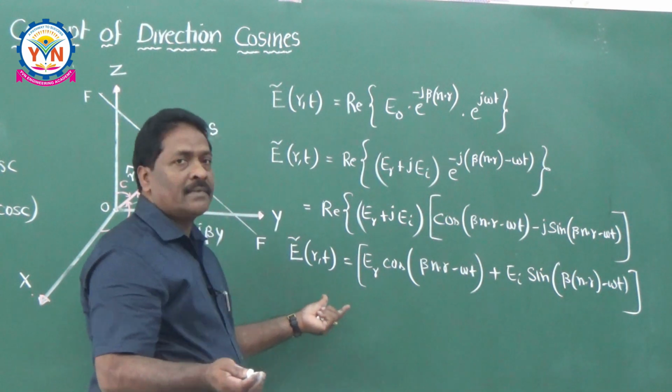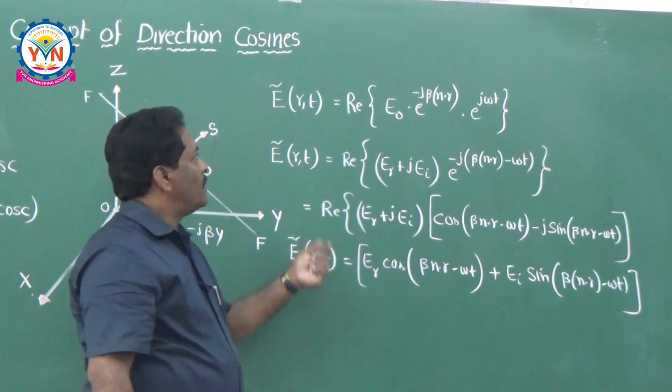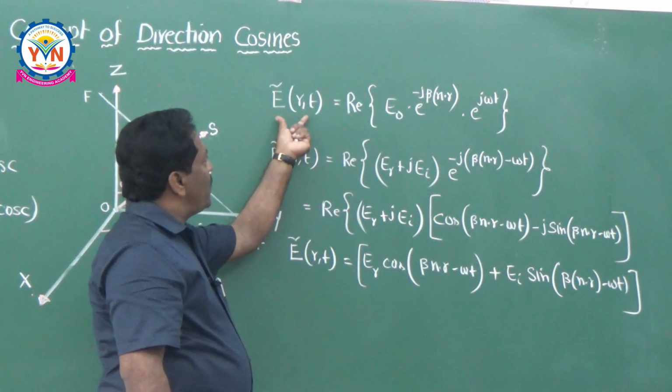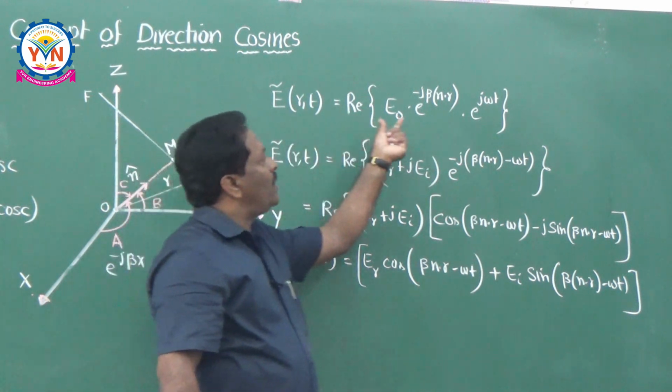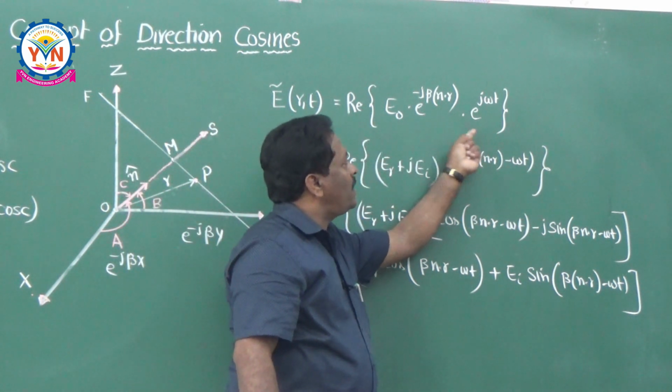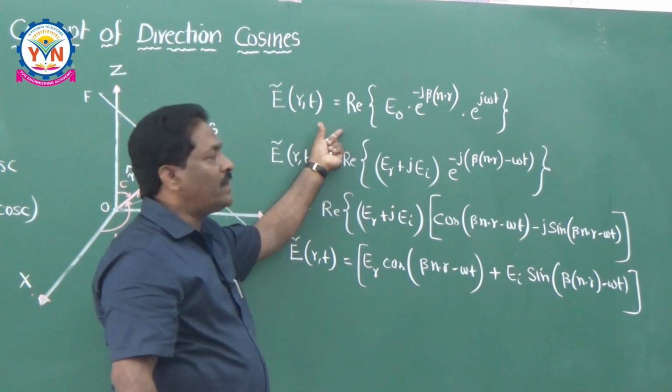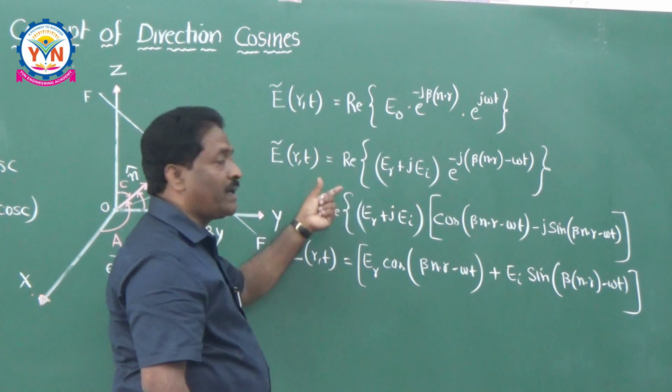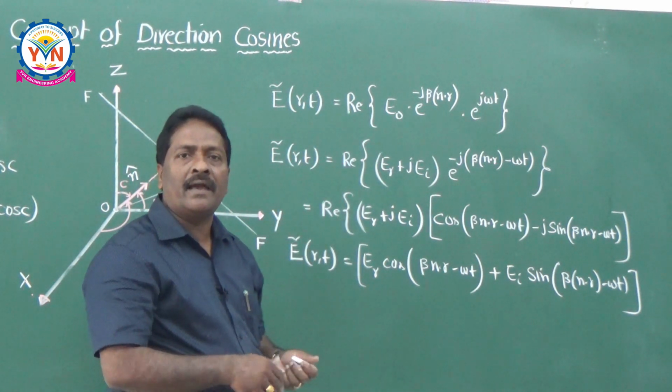Nothing new is done. We already know that, if you want the time varying form, you have to multiply with e power j omega t and take the real part of it, right? So this is the way of writing the wave equation in any arbitrary direction.